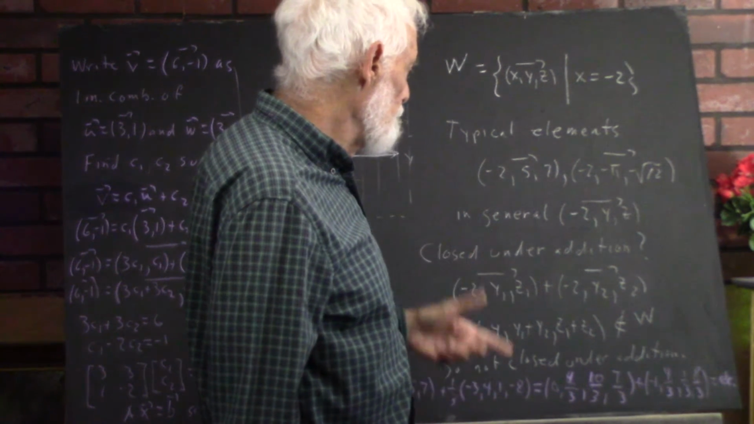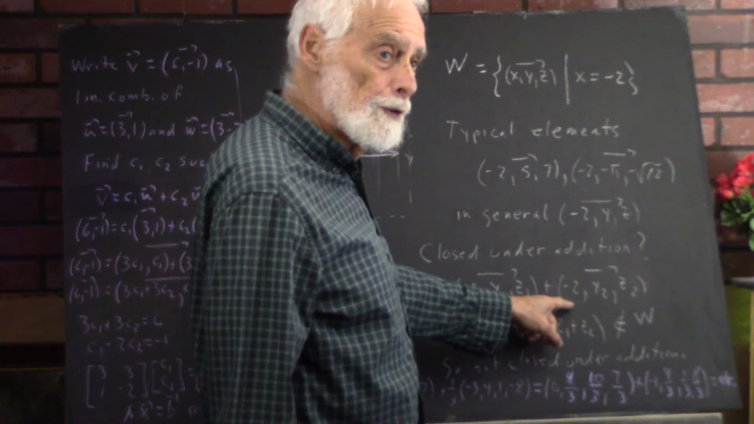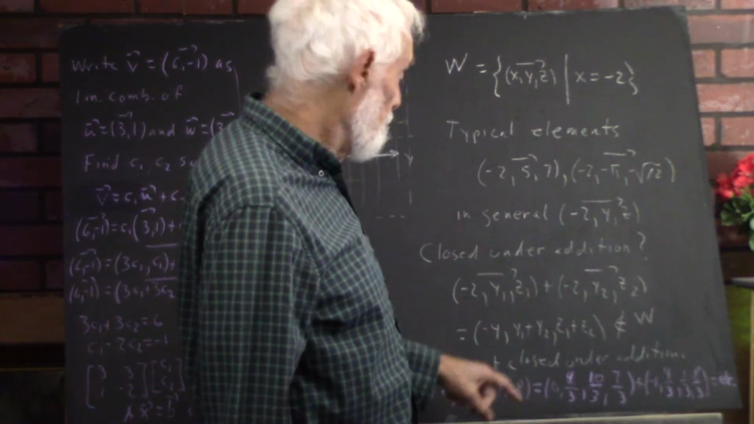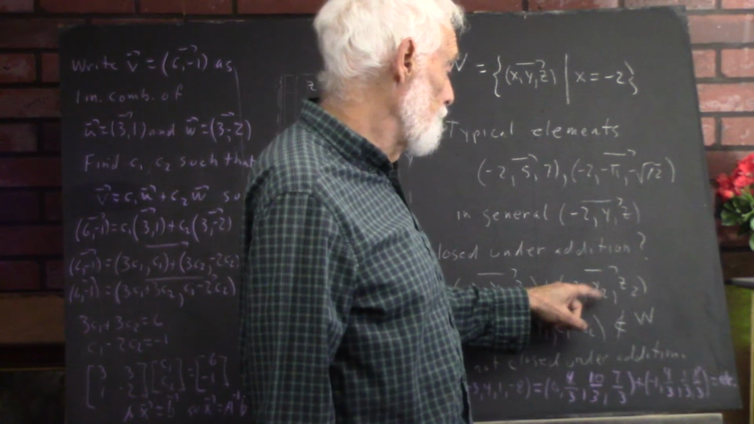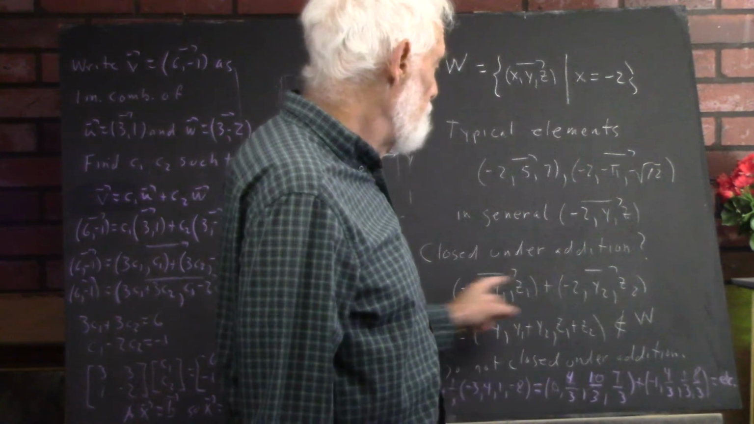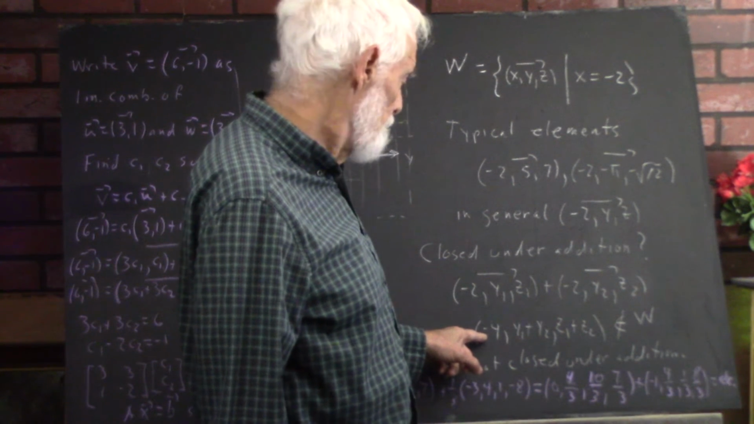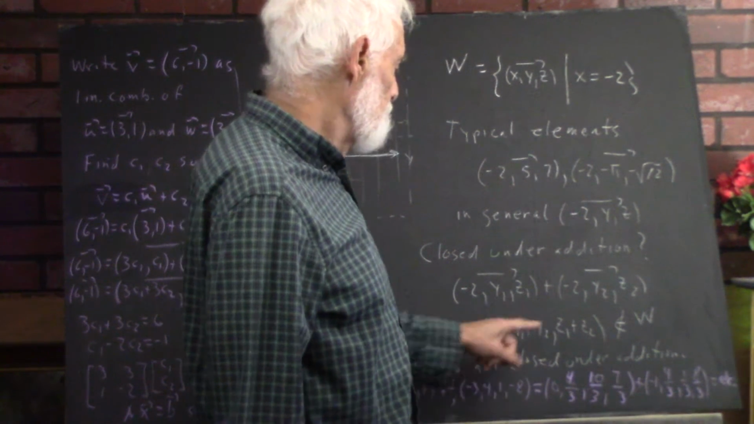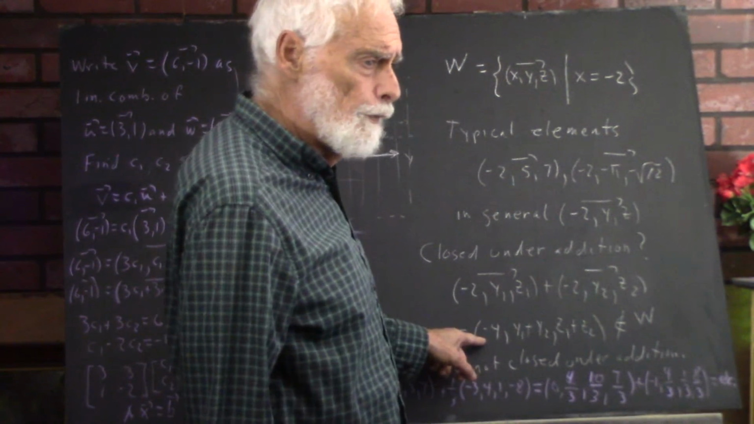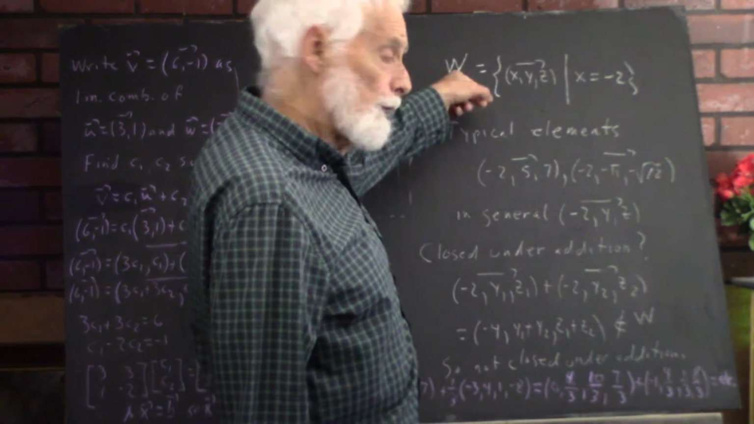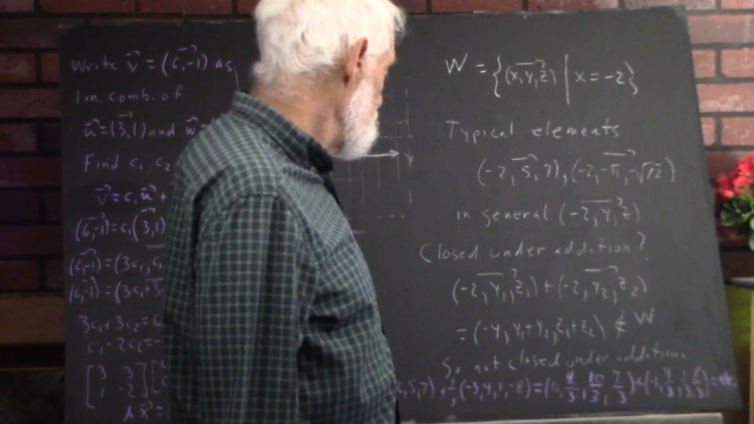So let's just take two arbitrary members of the set. You've got to have negative 2 for the first coordinate. Second and third coordinates could be anything. So we'll call the second and third coordinates here y1 and z1. Here we'll call the second and third coordinates y2 and z2. If we add these two, we get this. And you notice we've got a negative 4 as the first coordinate, and then y1 plus y2, z1 plus z2. But this doesn't matter. As soon as we see the negative 4 as the first coordinate, we know that it's not in this set. So the set is not closed under addition.